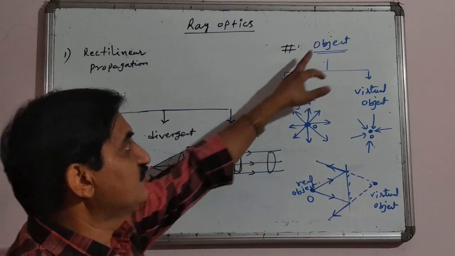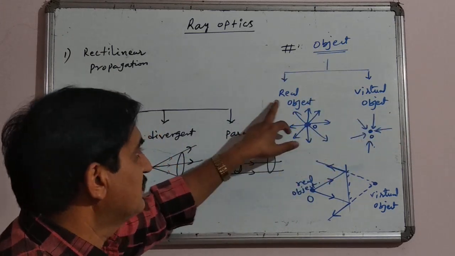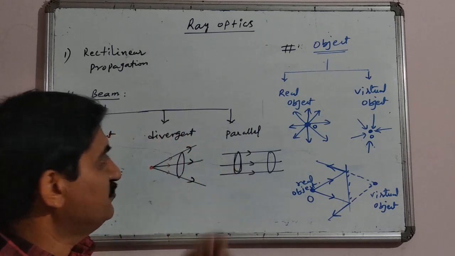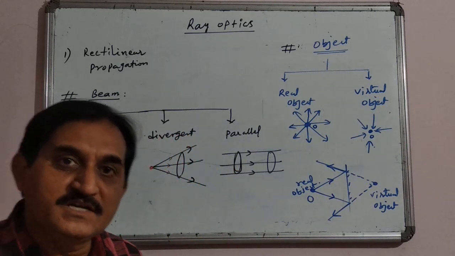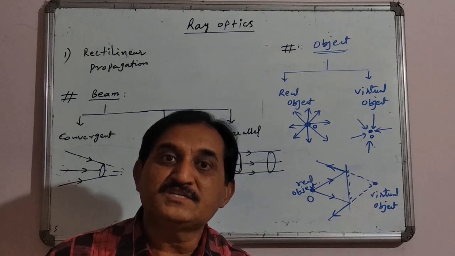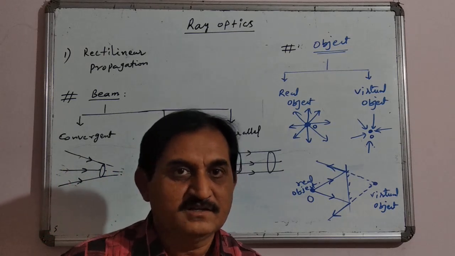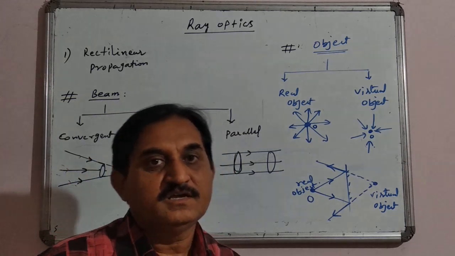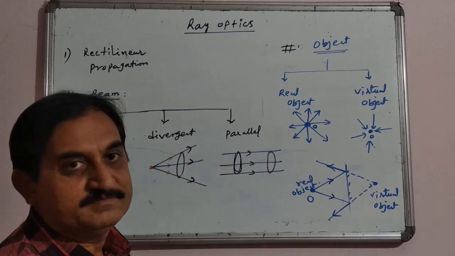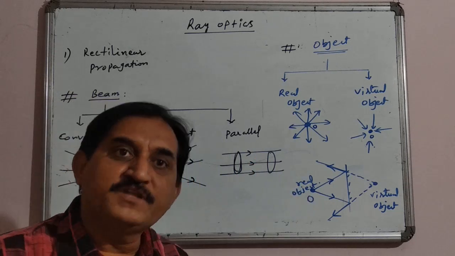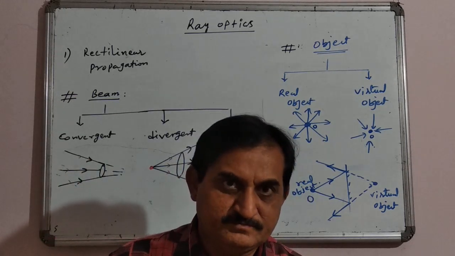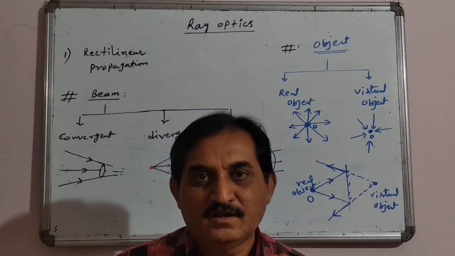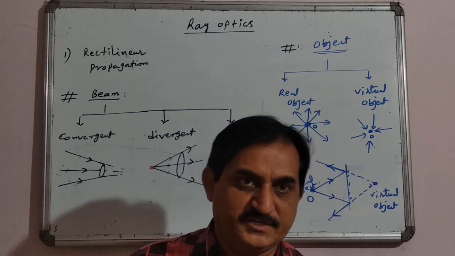Right? There are two types of objects. One is the real object, the other is the virtual object. What is a real object? It is an object which is taken to be real whenever the light is diverging from it. The point of divergence is taken to be a real object. So everything in nature that is visible to a human being is taken to be a real object.